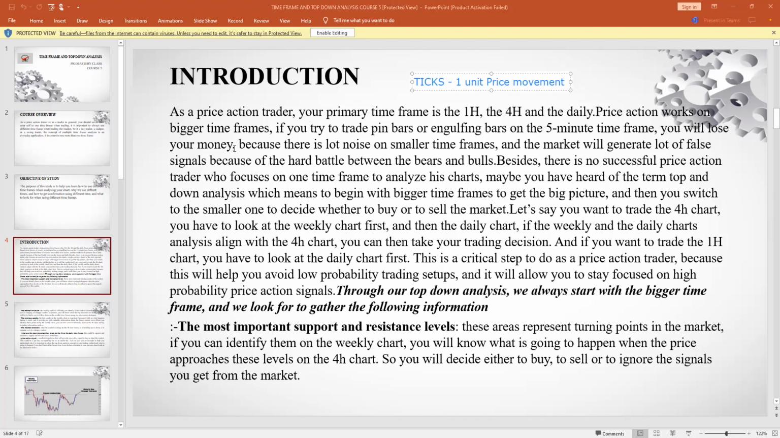The reason is that if the weekly and the daily chart analysis align with what you're seeing on your 4 hours, then your trading decision is valid. Your trading direction is valid. And if you're looking at trading on the 1 hour time frame, you have to look at the daily chart and the 4 hours chart first. This is a crucial step as a price action trader because it will help you avoid low probability trading setups. What is a low probability trading setup?